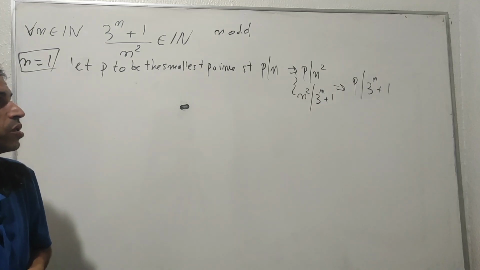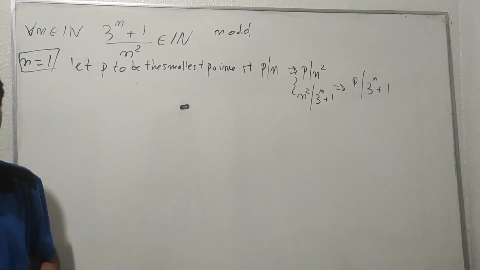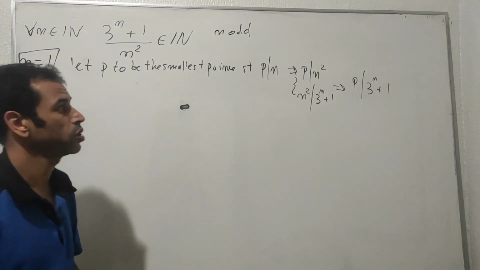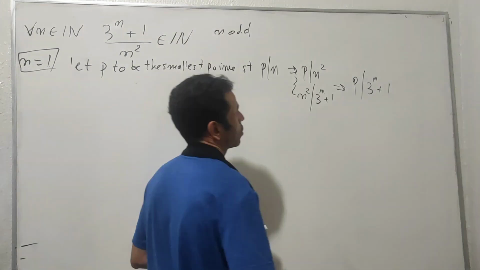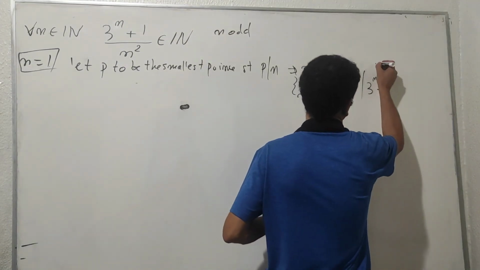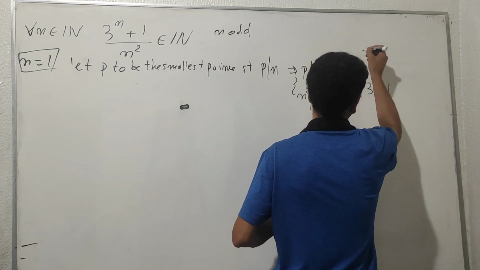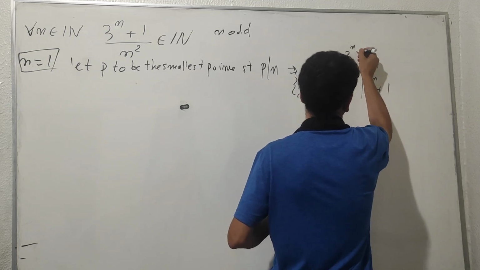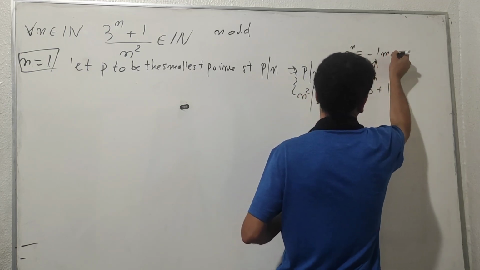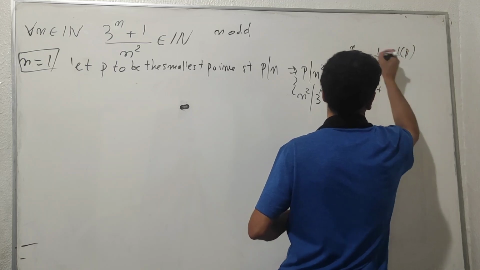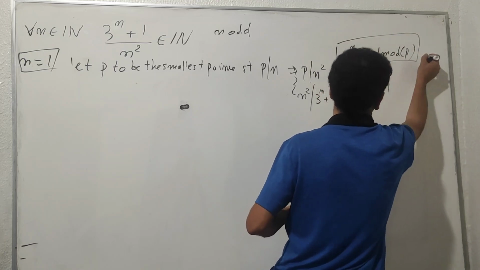So 3 to the n plus 1 is congruent to 0 mod p, or 3 to the n is congruent to minus 1 mod p. So this is going to tell us 3 to the n is congruent to minus 1 mod p. This is statement number 1.